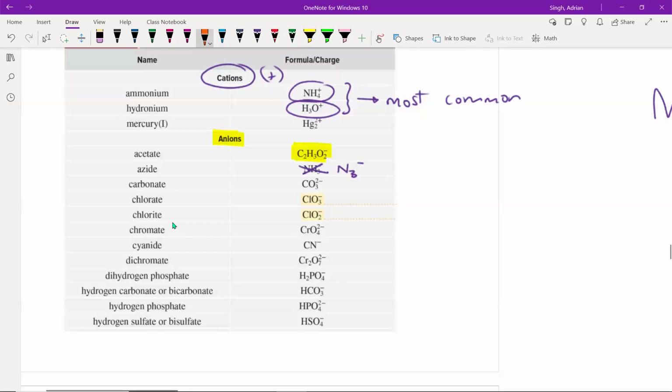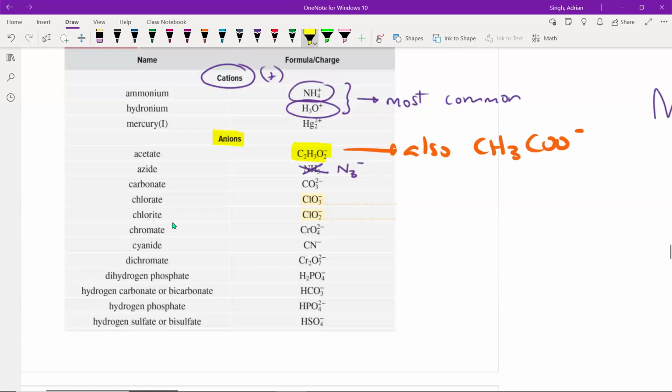Sometimes this is also written as CH3COO with a minus charge. It means the same thing. This is more indicative of how the atoms are connected.